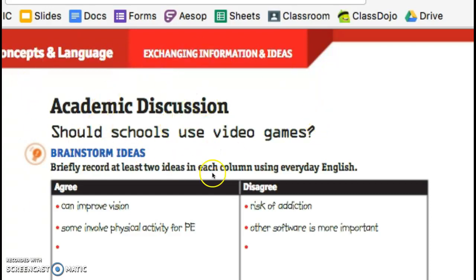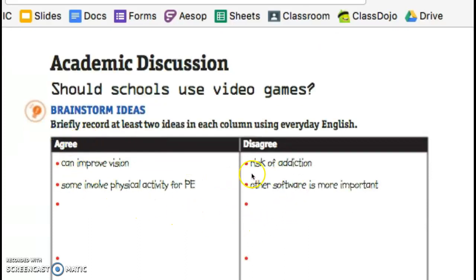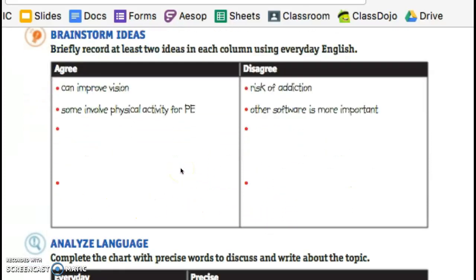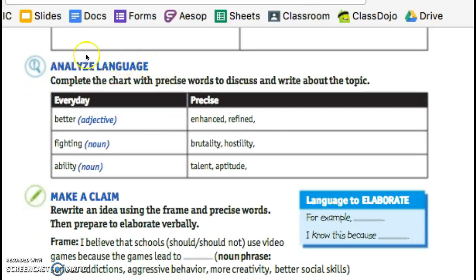All right, so it looks like this. We did this part the other day. All right. Now what we're going to do is we're going to go down to the analyze language portion of page 18. So go ahead, get out your portfolio, open up to page 18, and make sure you have a pencil to write with.